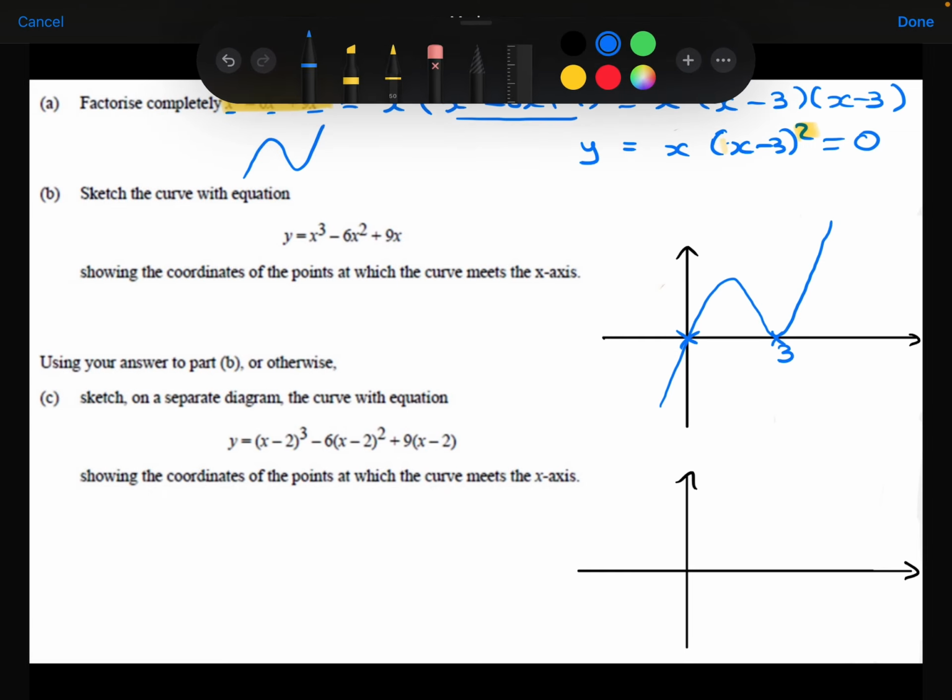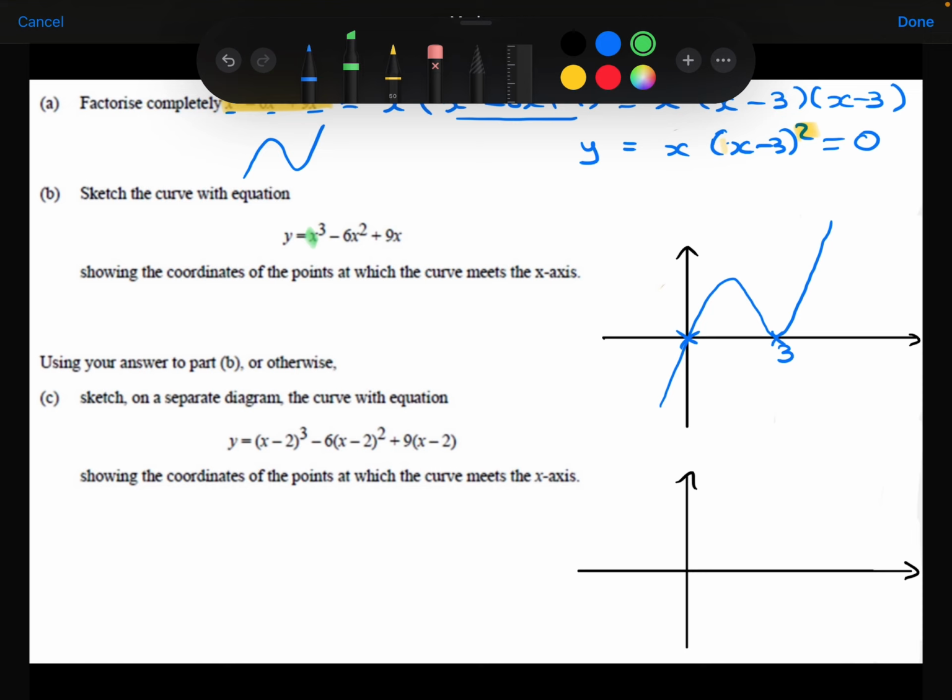Using your answer to part B, or otherwise, sketch on a separate diagram the curve with the equation y equals x minus 2 cubed minus 6 times x minus 2 squared plus 9 times x minus 2, showing all the coordinates of the points which the curve meets the x-axis. So this has to be related to what I've drawn in part B, so let's compare.